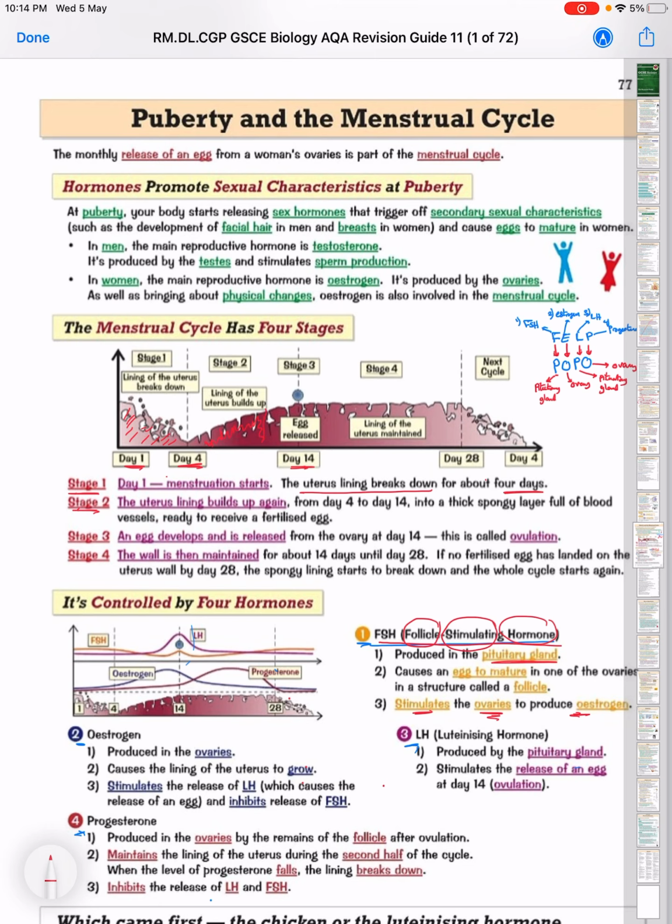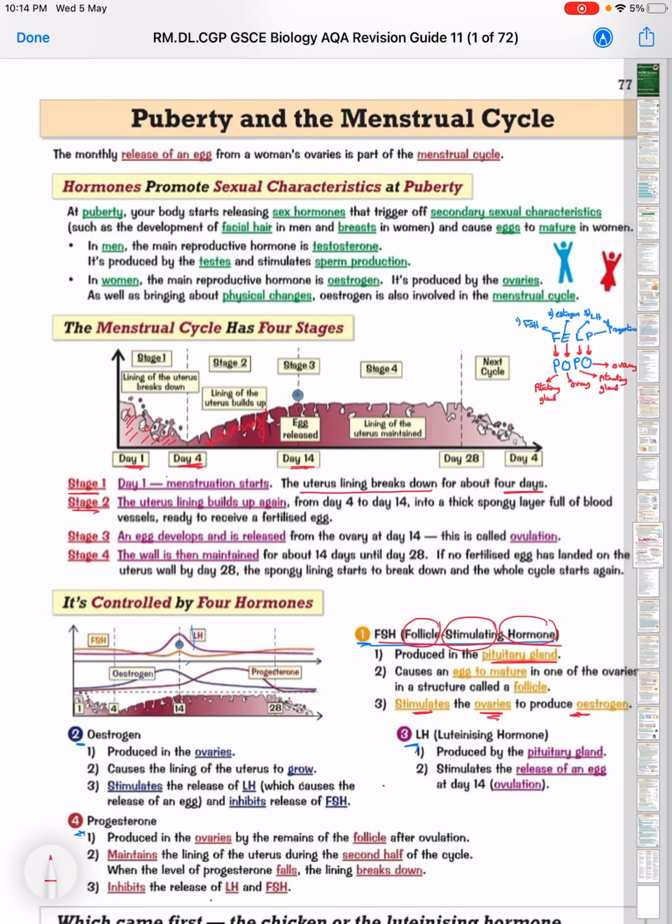Again, always remember the POPO. Estrogen is produced in the ovaries, and this causes the cells in the uterus lining to grow. Why do I need that? So that it can be ready, after ovulation, to implant and to welcome the follicle in case it's been fertilized.